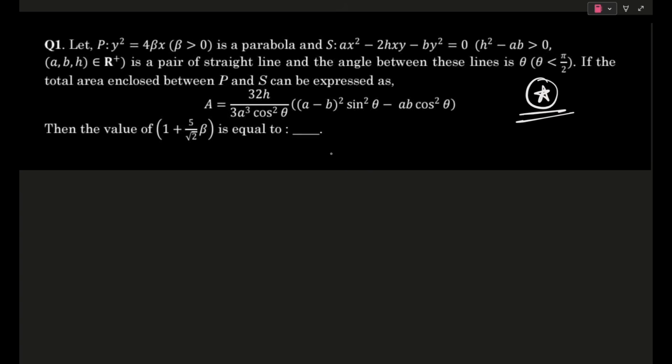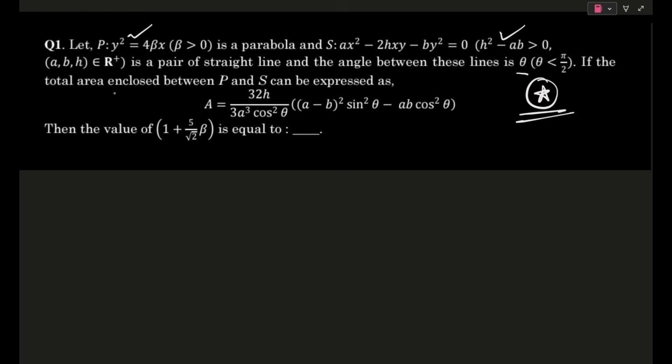Okay, so I hope guys we can start off now. So basically if we give a short reading to this question, let P be y square equals 4 beta x, this is a parabola, you can understand, and S be ax square minus 2hxy minus by square equal to 0, where h square minus ab is given greater than 0. Okay, this will be a very important thing later on. Is a pair of straight lines. Like you can understand, this equation represents a pair of straight lines and the angle between these lines is theta.